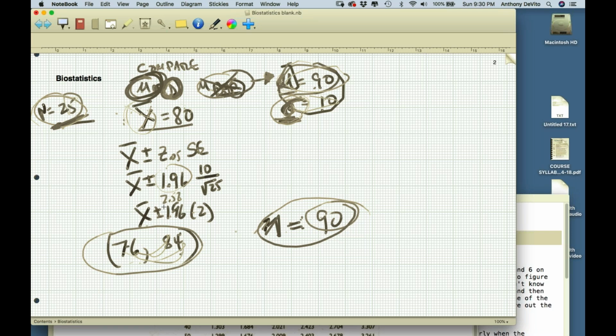Now, I'm going to complicate. I see there's a couple of comments, but I'll get to them in a second. I'm going to complicate this now.